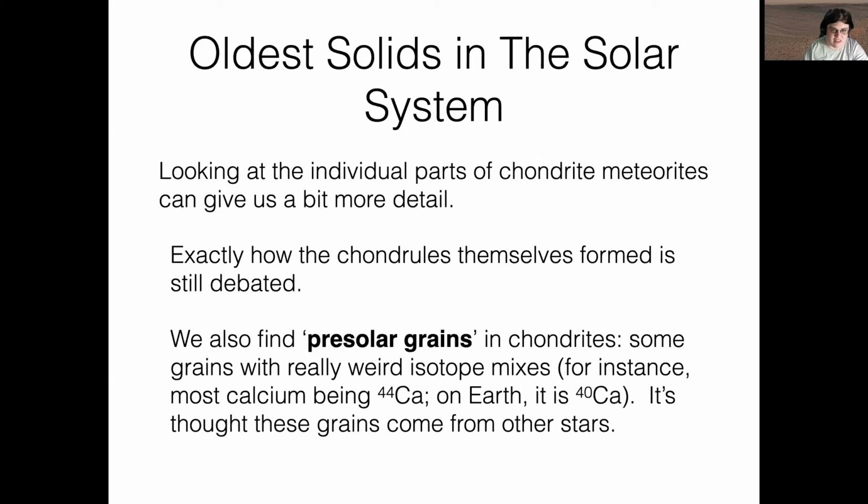Now, one of the really interesting things is that in these meteorites, which have basically sat in space for 4.5 billion years, we find what are called pre-solar grains. These grains have really weird isotope mixtures. For instance, a grain might have most of its calcium be calcium-44, while on Earth and on the moon and other places in the solar system, it's mostly calcium-40. This might suggest that these grains came from other stars, that they never melted when we formed the solar system. They were just incorporated into these objects that then became meteorites. So that's kind of cool.